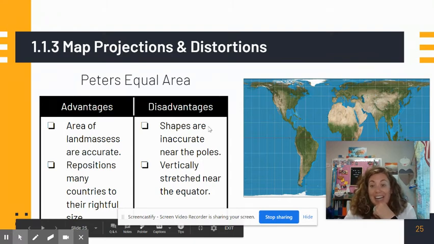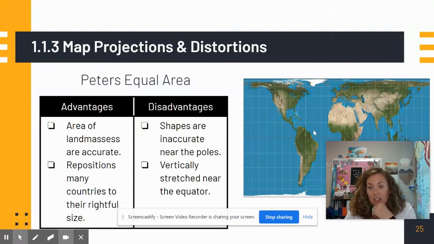Disadvantages: shapes are inaccurate. So again, these shapes are smooshed. It's like you stretched an image in your slideshow, not diagonally, but side to side, and it made it weird. And then you can see what happens around the equator. The gap is vertically stretched, so you do again see that distortion.